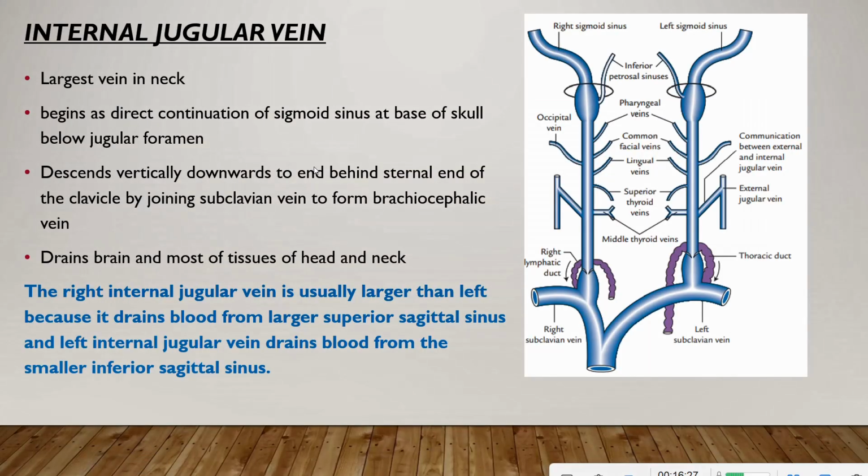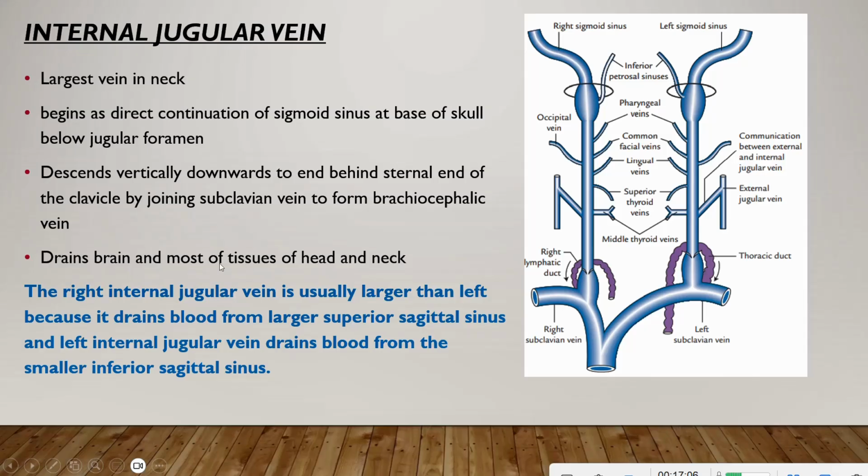Then there is internal jugular vein. You can see here internal jugular vein is the largest vein in the neck. It is a direct continuation of sigmoid sinus at the base of the skull below jugular foramen. Right internal jugular vein is usually larger than the left because it drains blood from the larger superior sagittal sinus, and left internal jugular vein drains blood only from the smaller inferior sagittal sinus. You would have seen in the dural venous sinus class. Okay, so it descends vertically downwards to end behind the medial end of the clavicle by joining subclavian vein to form the brachiocephalic vein.